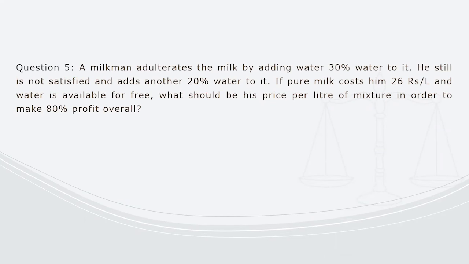Right. Let's have a look at question number 5. It says a milkman adulterates the milk by adding 30% water to it. Suppose he had 100 liters with him and it was for 100 rupees. He adulterates it, makes it 130 liters, and he will now be selling it at 130. So the ratio of selling price by cost price in this particular transaction should be 13 by 10. Let's write the overall ratio of selling price by cost price over here as 13 by 10, right?